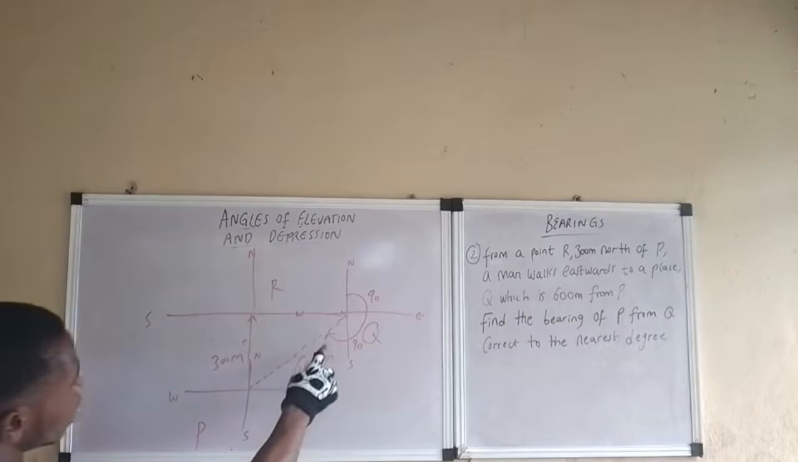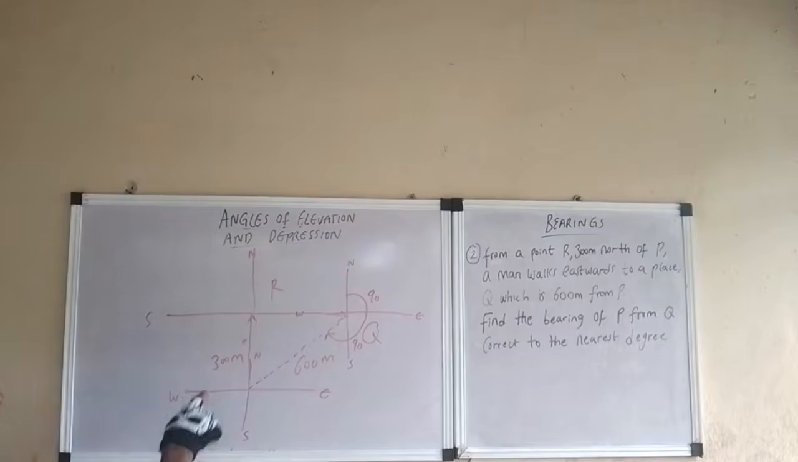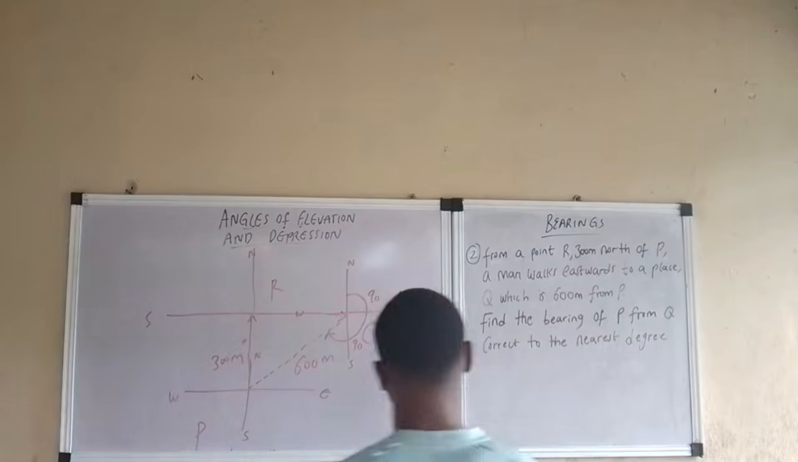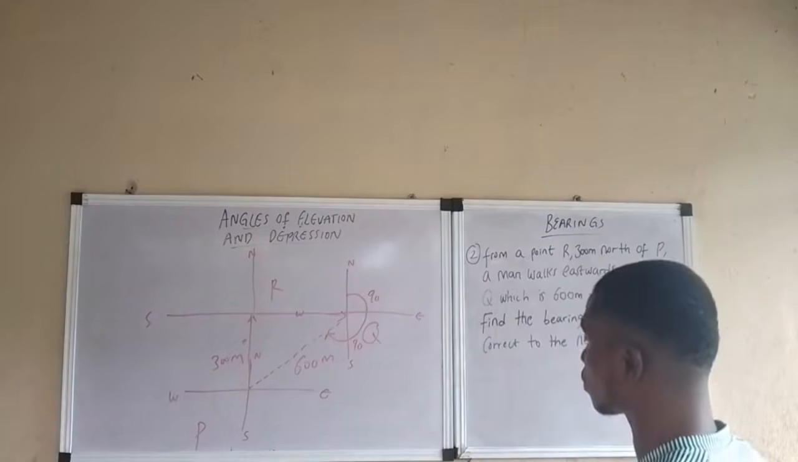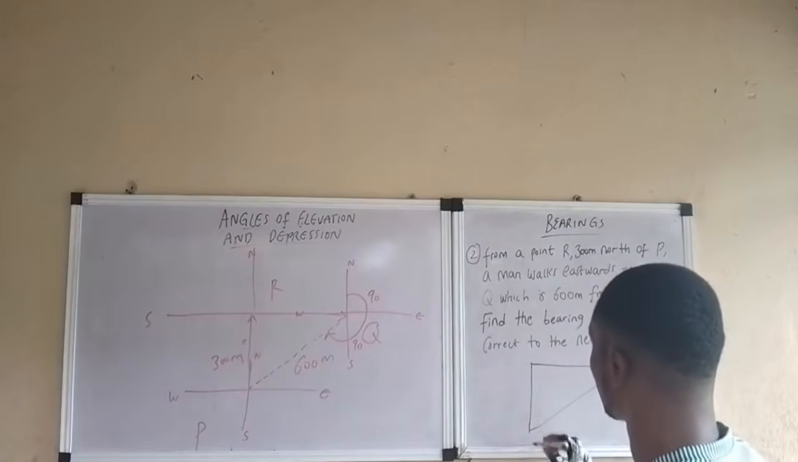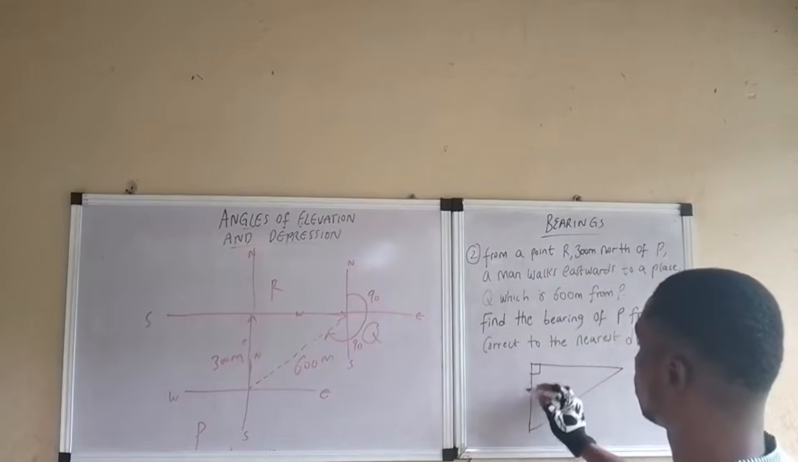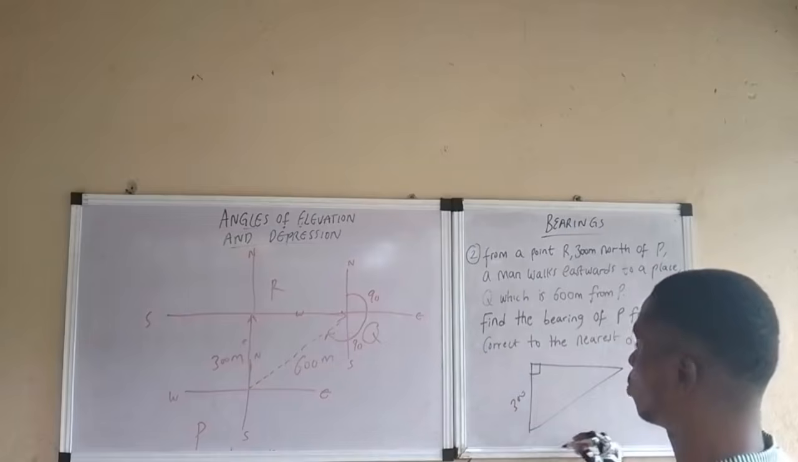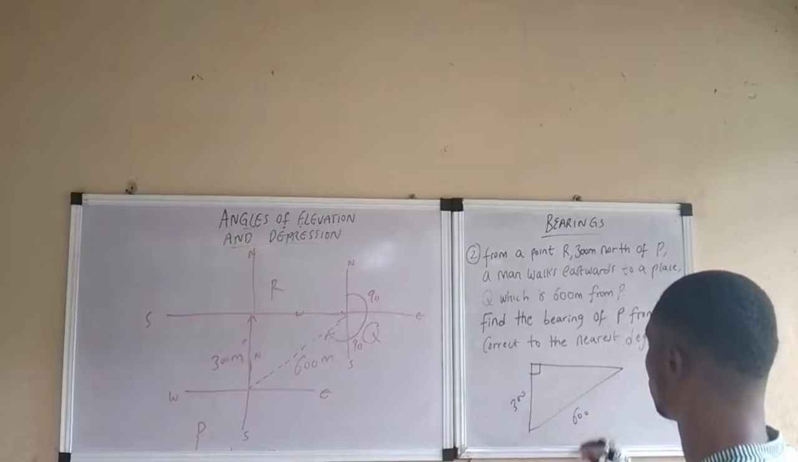How are we going to get this portion now? We already have a right angle triangle from this point. Let me draw it in this other portion. We have a right angle triangle from here. This portion is 300. This portion is 600.